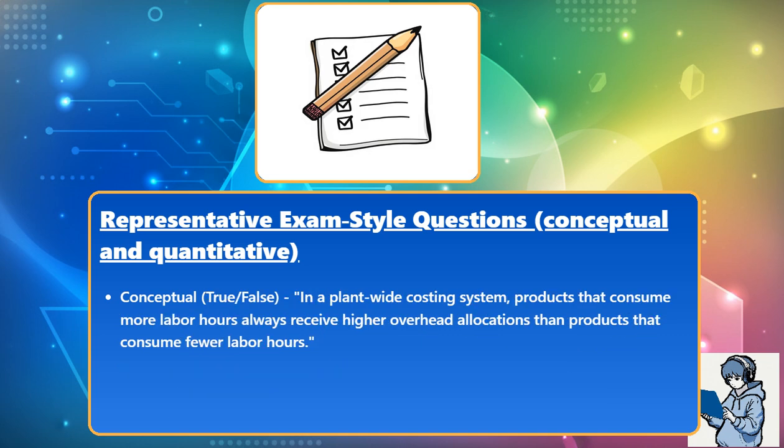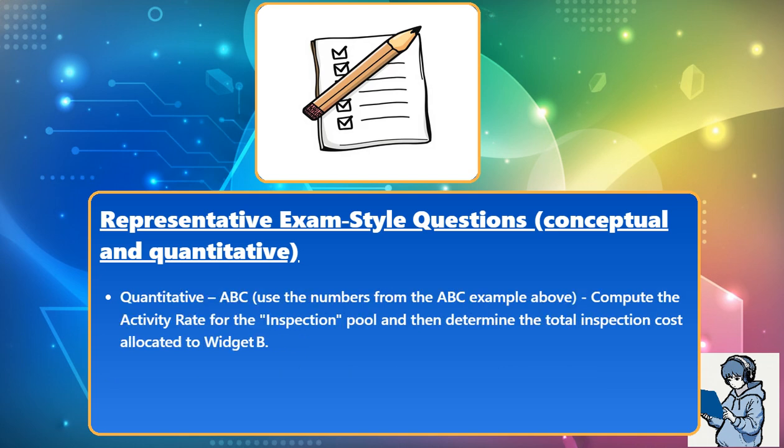Conceptual true-false: in a plant-wide costing system, products that consume more labor hours always receive higher overhead allocations than products that consume fewer labor hours. Answer: true, because overhead is allocated on a per labor hour basis. Quantitative ABC: use the numbers from the ABC example above, compute the activity rate for the inspection pool, and then determine the total inspection cost allocated to widget B.